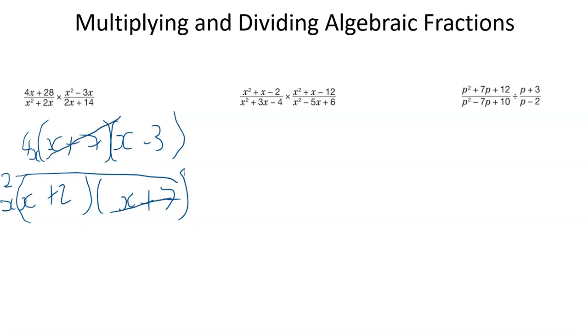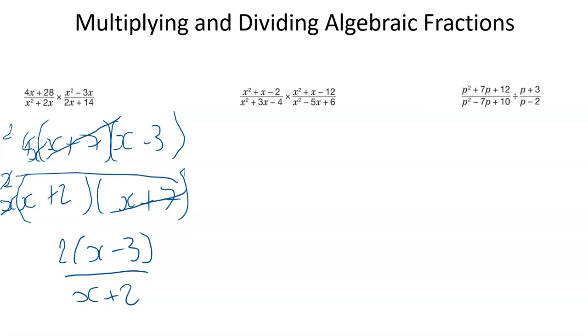So the x plus 7 and the x plus 7 cancel, the x and the x cancel, and the 4 and the 2 cancel down to 2. So the answer is 2x minus 3 all over x plus 2. Can't cancel anymore because there's no factors of this that are also factors here. But you see how it's much easier to do it having factorised and hoping that something will cancel first than having to scale everything up and etc, etc.